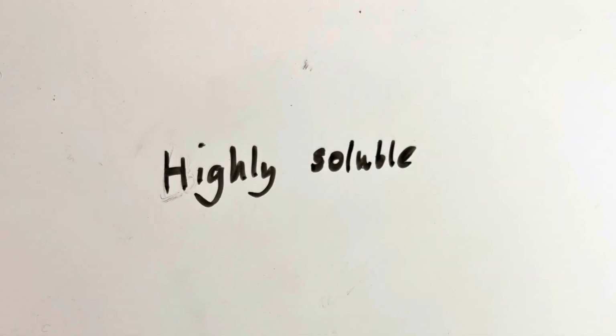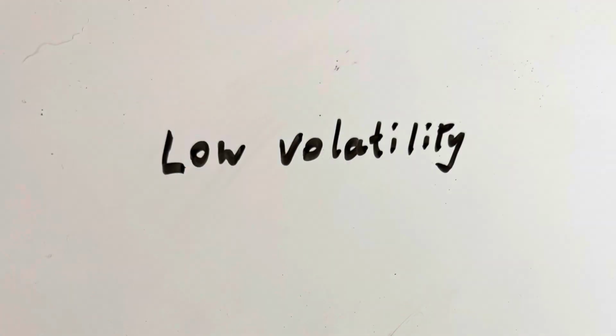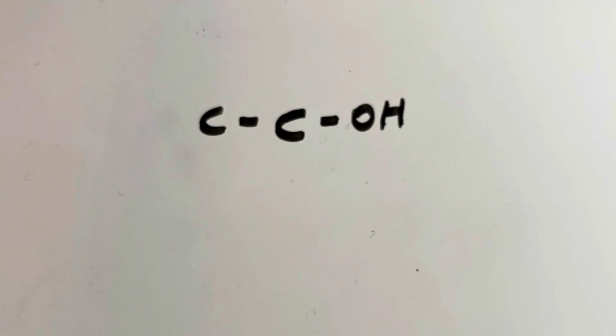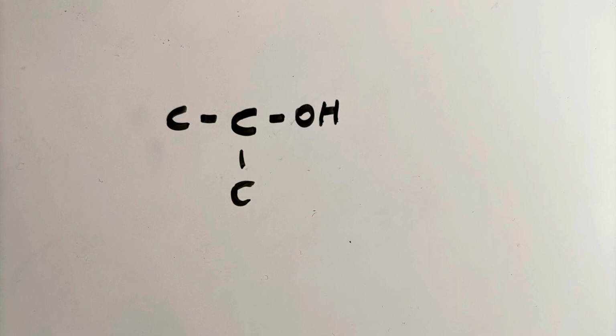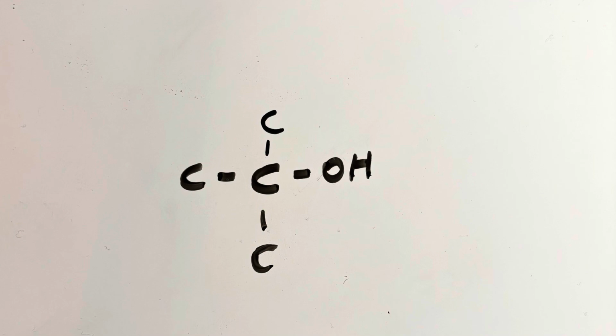Now, because of the OH group, they are also highly soluble in things like water or other polar solvents. Now, alcohols aren't very volatile at all. They don't react very well. And just like carbocations, you can have primary alcohols where the carbon is attached to 1, secondary where it's attached to 2, or tertiary where it's attached to 3.